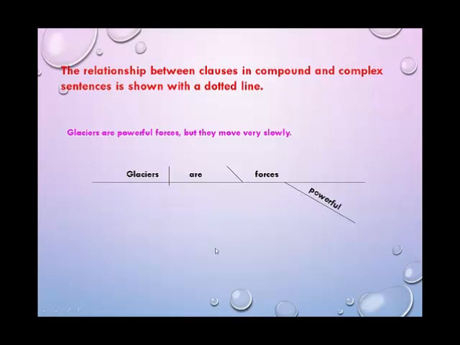Then we have to diagram sentence number 2, which is they move very slowly. This sentence is diagrammed the same way that a simple sentence is diagrammed. They is the subject, we draw the vertical line to separate the subject from the predicate, and then we write move, which is the main verb. Very slowly modifies move, so we draw a slanted line toward the verb move, and we write slowly. And very modifies the adverb slowly, so we write very under slowly.